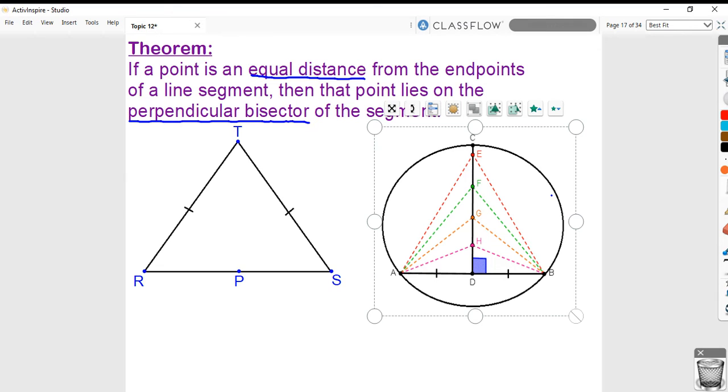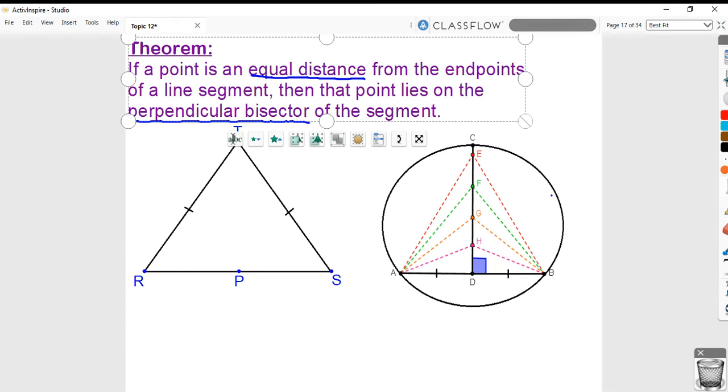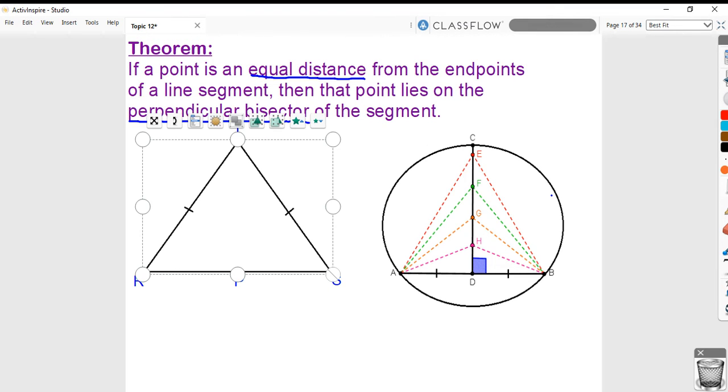If that is the case, then that means those points, H and G and F and E, are sitting on the perpendicular bisector of that segment. So that means H and G and F and E, the line that goes through all of those points, cuts AB in half, it bisects it. That's what that word bisect means. And it's also perpendicular, so it makes a right angle. Okay?